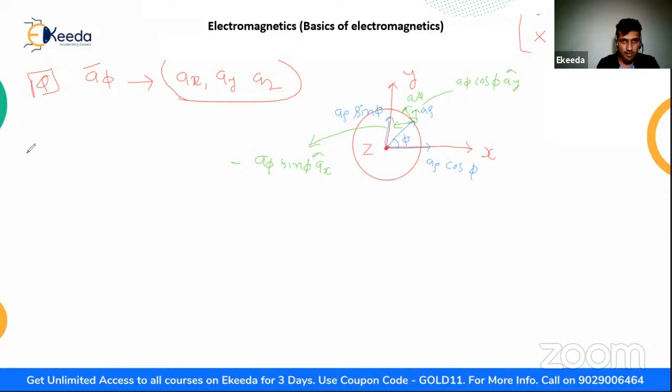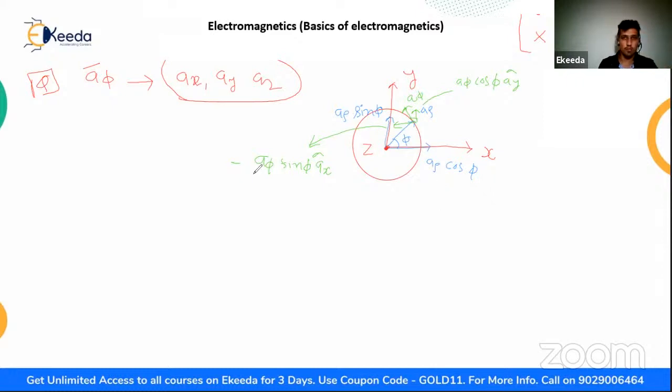So what I have done is break up this a phi into two directions, x and y. It will have zero component in the z direction, because z is coming out of the plane and a phi is at a 90-degree angle with az. So the component of this vector in the z direction will be zero, because a phi cos 90 is zero. In z they are zero, and in x and y they are given by these.